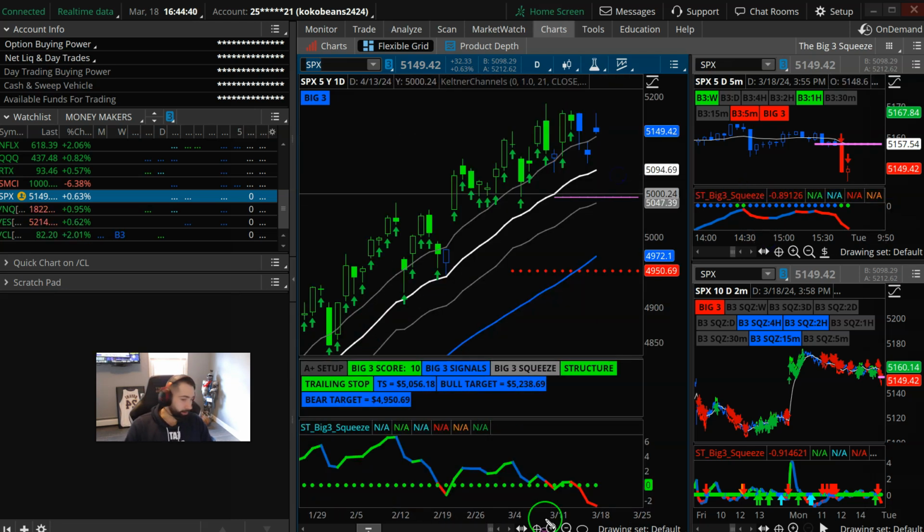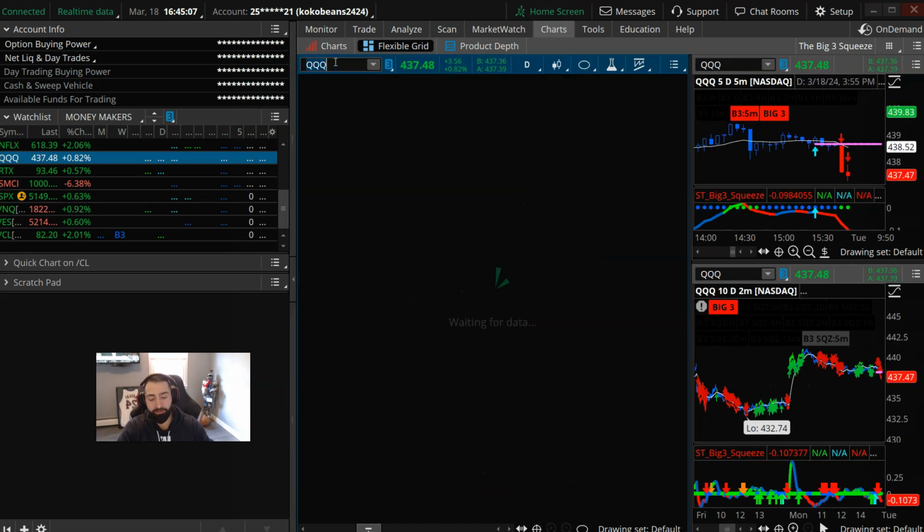So on the SPX here, we got a little break in momentum on the big three histogram. Little break in momentum, and then the big three signals have gone from green to blue. From bullish to neutral. Again, not a short signal. But if anything, a sign of the market maybe needing a little bit of time to catch its breath. And then over here on the QQQ, believe it or not, bigger signs of exhaustion.